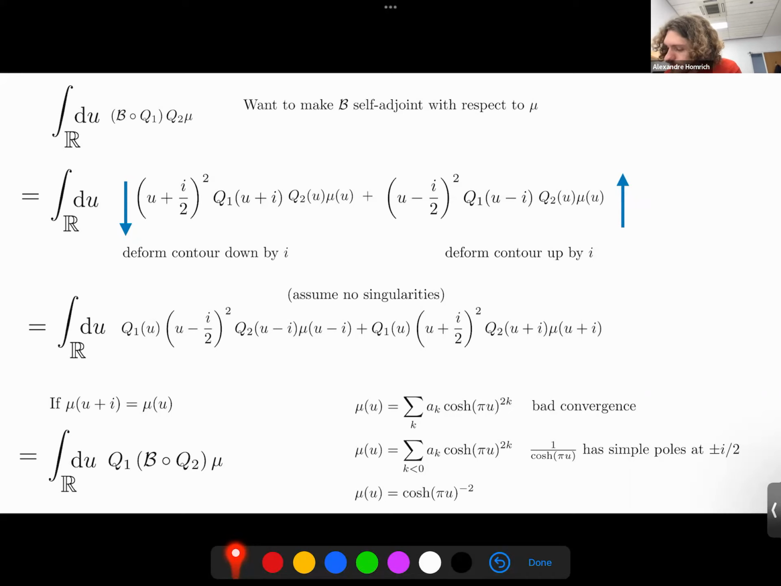However, note that we have zeros in the integrand precisely at this position. So we have double zeros at minus I over 2 for the first term, and double zeros at plus I over 2 for the second term. This means that if the measure has at most double poles at these positions, then I do not capture any singularity as I deform the contour. So essentially, this fixes the measure completely. So k must be 1, so that I have at most double poles. So in this way, we managed to construct the bilinear pair we were after. We just integrate the 2q functions against this universal measure 1 over cosh squared. Okay.